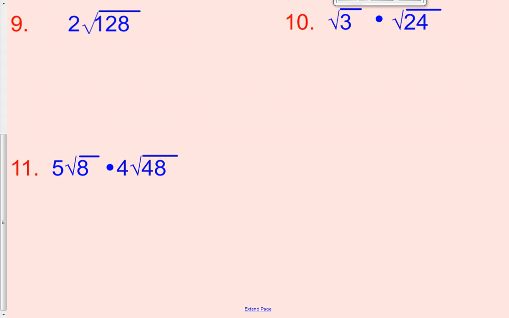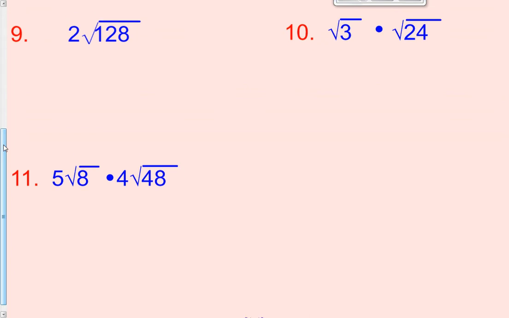So we have problem number 9, 2 square root 128. My goal here, class, is to find the highest squared number that goes into this one underneath the radical. So 4 goes into 128, that's great, but it's not the highest squared number. 9, maybe 16 goes into 128. Again, it's not the highest number that goes in there. The highest squared number that goes into 128 is 64.